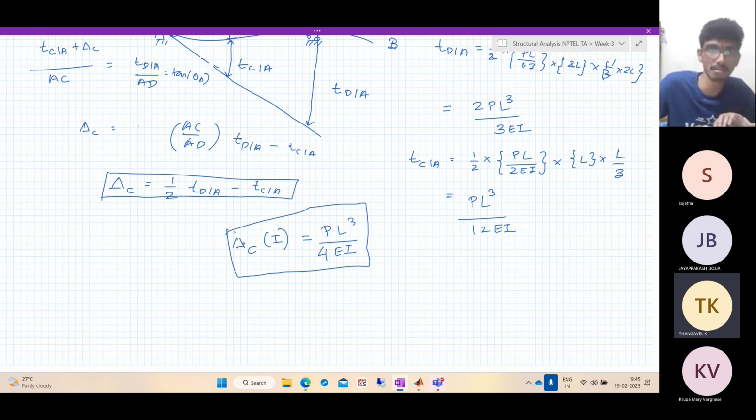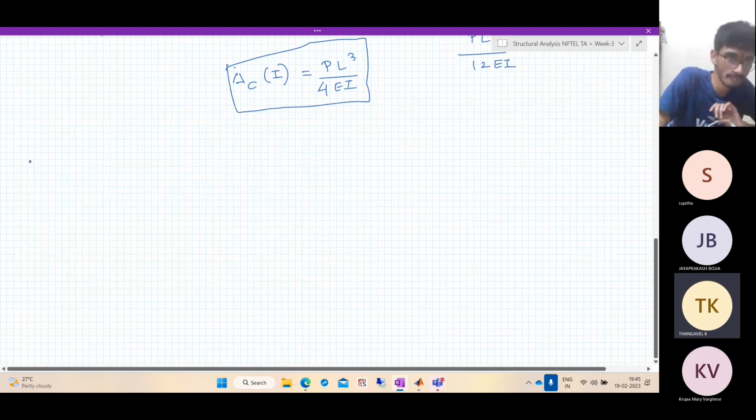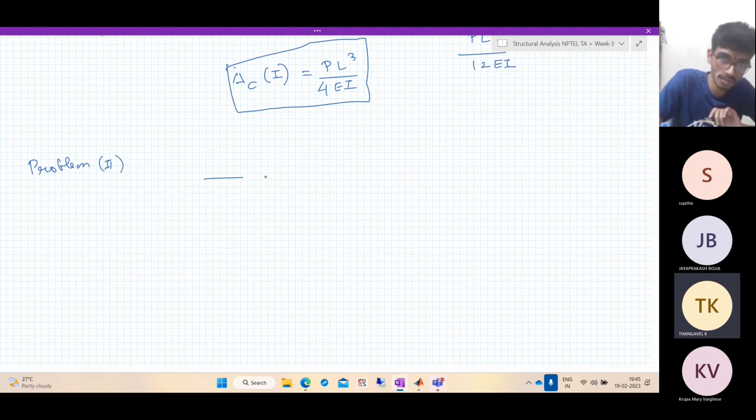Now let us look at the second problem, which is even simpler. So second problem. The load P is acting at the midspan.